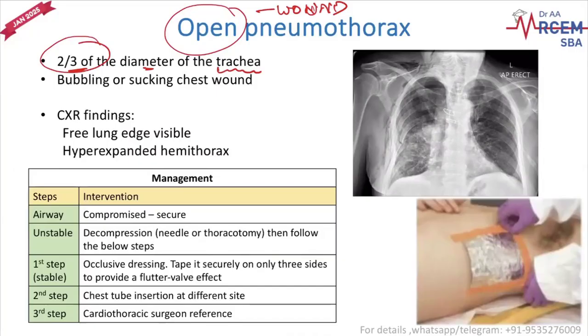Once the air starts entering through that wound, you will start hearing a sucking, bubbling sound through the chest wound. That is important. So you need to look out in the stem of the question for any bubbling or sucking sound being mentioned. If mentioned, that means the diameter of that wound is more than 2/3 of that of the trachea. That's why the air is getting sucked in, into the pleural space. Air is accumulating in the pleural space. That's why it is known as open pneumothorax.